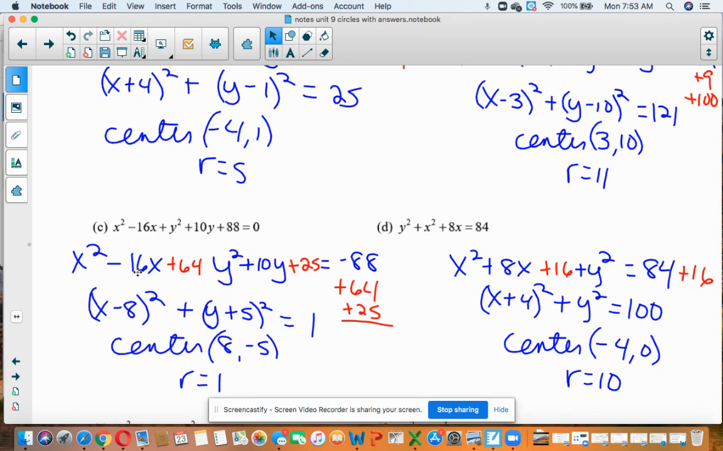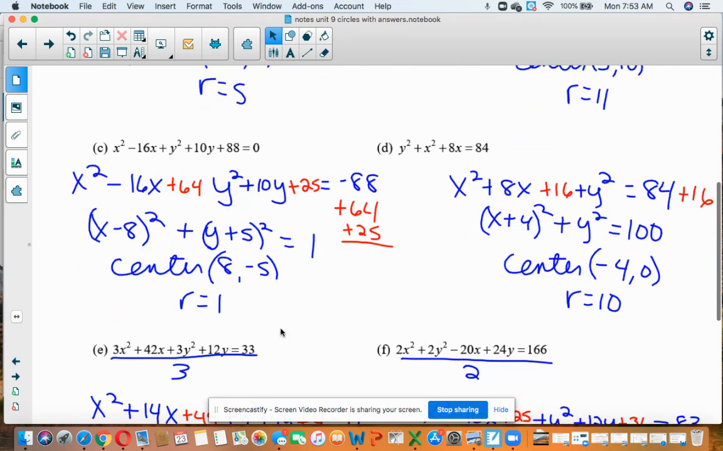I'm then just doing the same thing. Half of -16 is -8. -8 squared is +64. This is now a trinomial that factors to x minus 8 squared. Half of 10 for the y's is 5. 5 squared is 25. This is now a trinomial that factors to y plus 5 squared. Remember, whatever I added to the left, I'm adding to the right. I add all these up and I get 1. So my center is 8, -5, and my radius is 1.